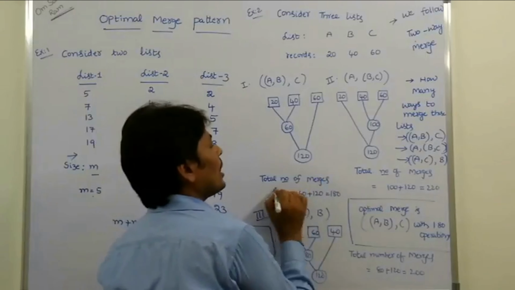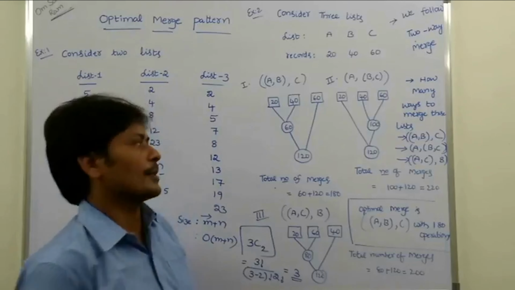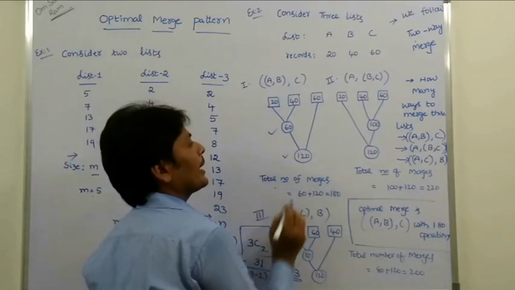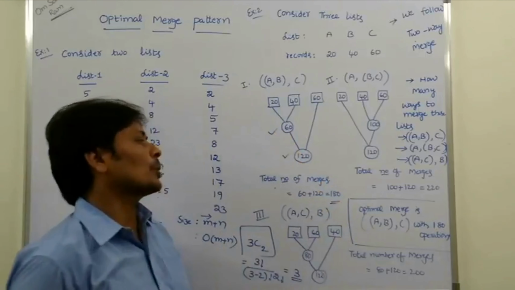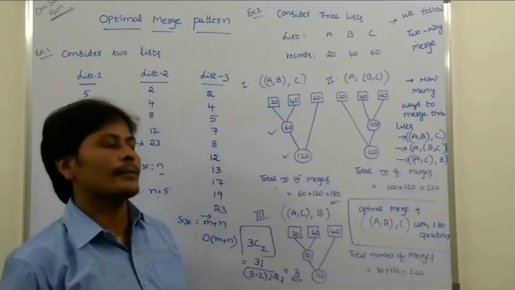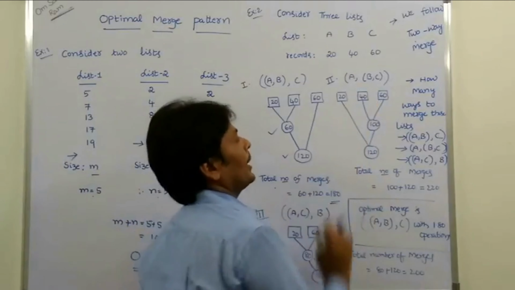So the total number of matches is equal to the sum of internal nodes. 60 is one internal node and 120 is another internal node. 60 plus 120, so the total number of match operations or total number of comparisons is equal to 180.